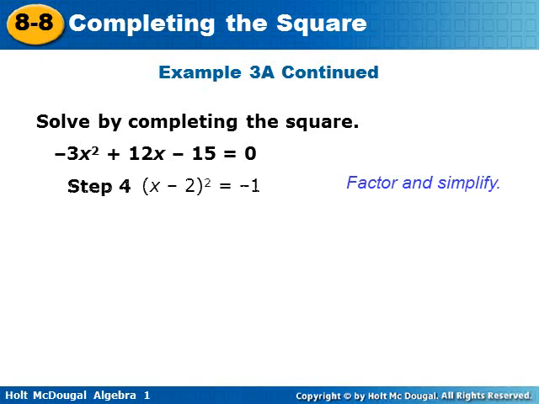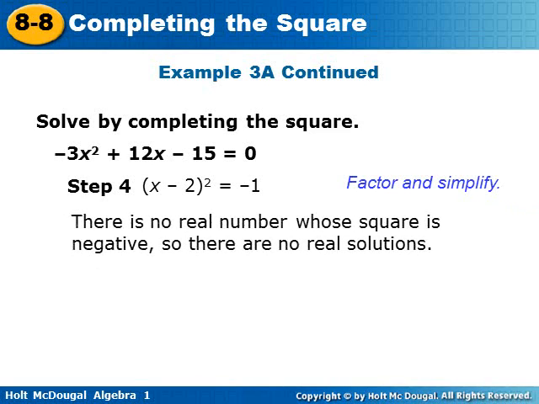Now we're going to factor and simplify, so it becomes x minus 2 squared equals negative 1. When you take the square root, there are no real numbers whose square is negative, so there are no real solutions for this.